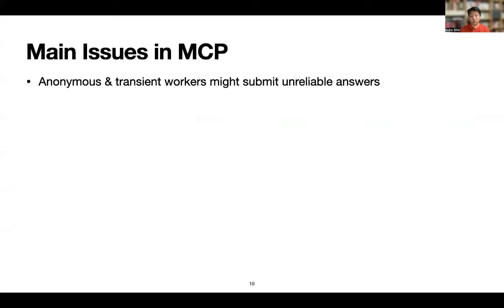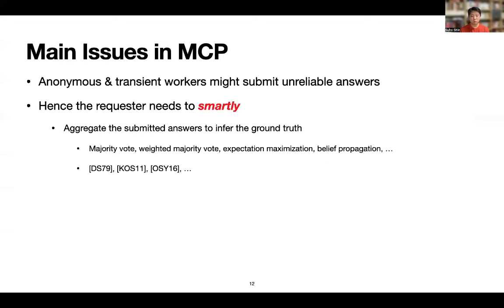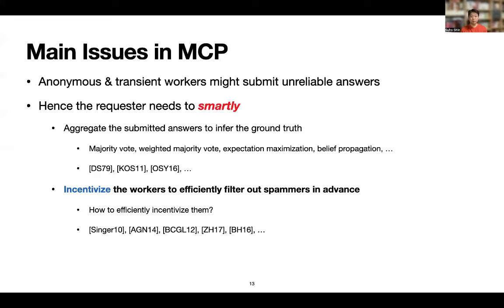However, the anonymous and transient workers might submit unreliable answers, or even spam. Hence, the requester needs to smartly handle these issues. One direction is to smartly aggregate the submitted answers to infer the ground truth data. This includes several statistical inference algorithms. Another direction is to efficiently incentivize the workers to motivate only the qualified workers in advance. That is, mechanism design for a crowdsourcing system.